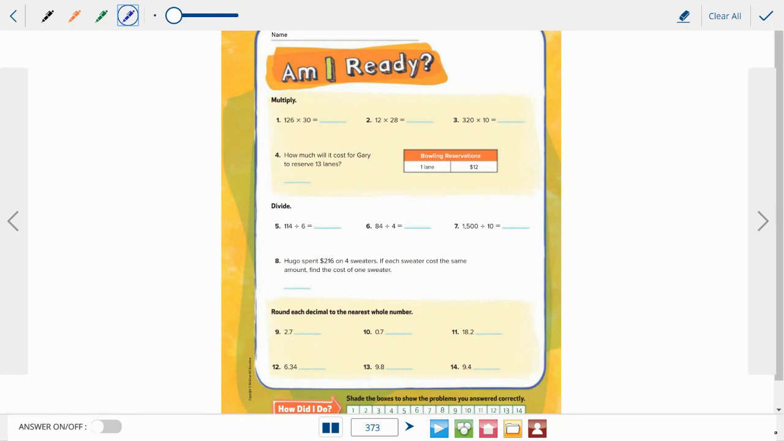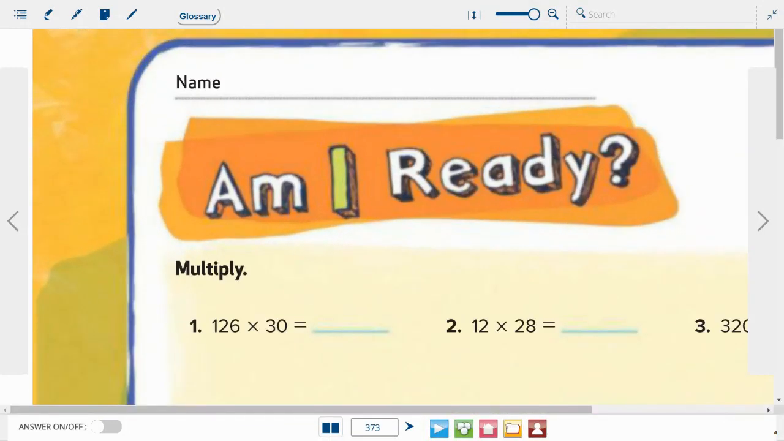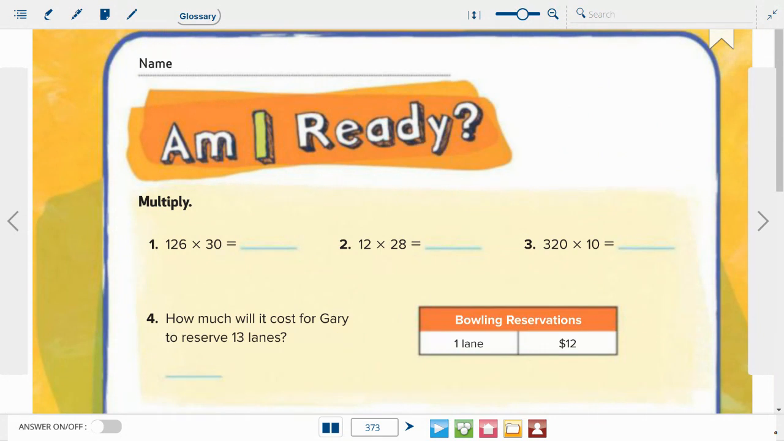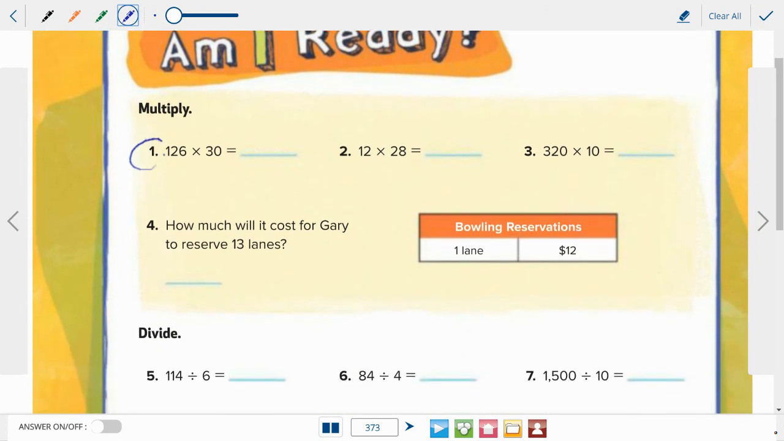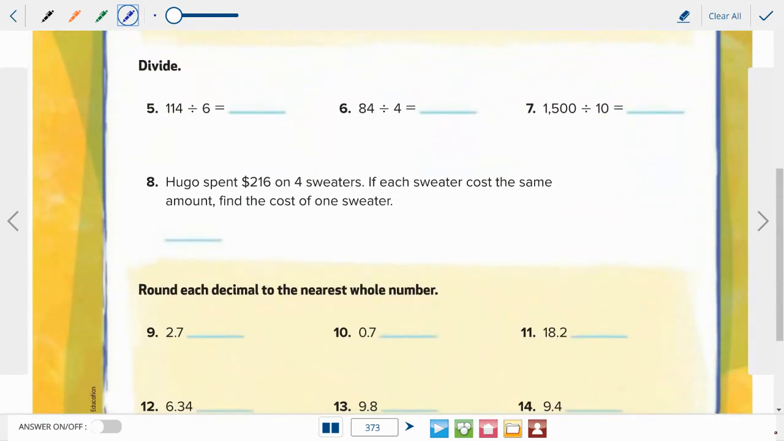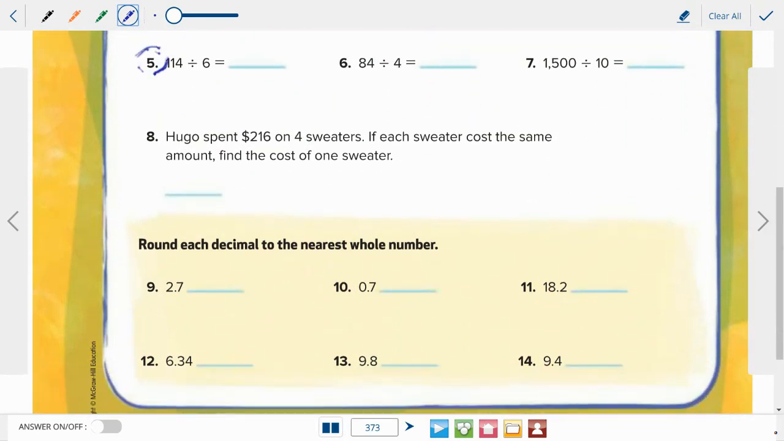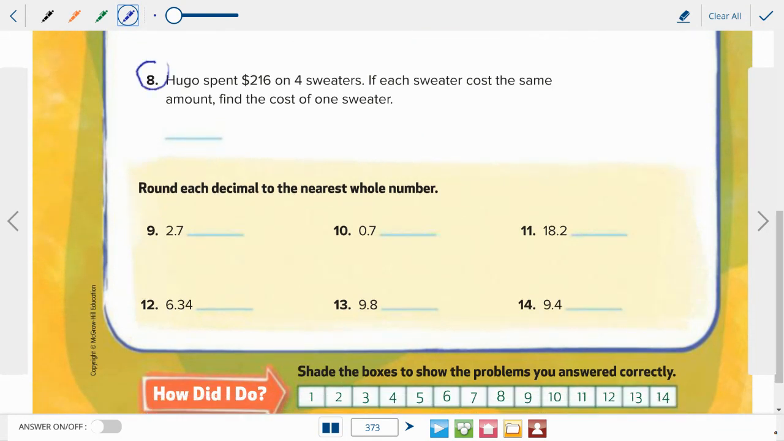All right, let's zoom in a little. Ooh, that's a lot. Okay. So we're going to do together right now number 1, number 5, number 8, number 9, and number 12.